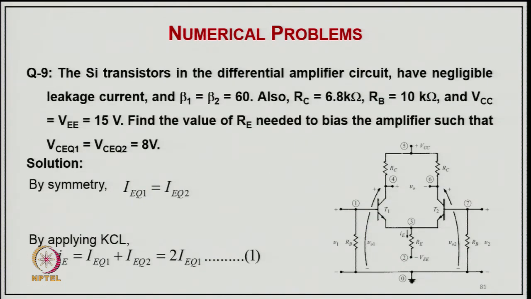So, coming to example 9, the silicon transistors in differential amplifier mode, as you can see here, have negligible leakage current and beta 1 equal to beta 2 equal to 60, and also RC equal to 6.8 kilo ohm, RB equal to 10 kilo ohm, and VCC equal to VEE equal to 15 volt, and find the value of RE needed to bias the transistor such that VCEQ equal to 8 and VCQ equal to 8.